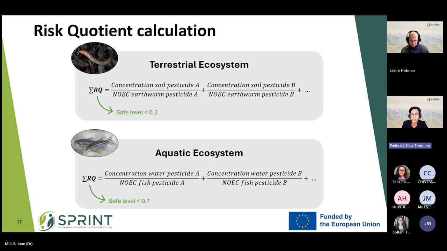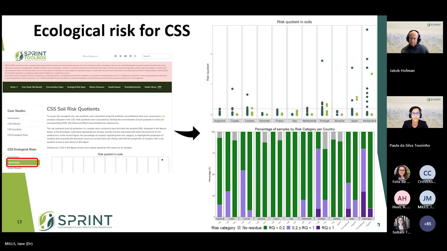And within the European legislation, the concentration of these pesticides in the soil should be 5 times lower than the NOEC values for earthworms. That's why we used a safety level of 0.2, below 0.2 for the risk quotient here. In the case of the aquatic ecosystem, the concentrations in water should be 10 times lower than the NOEC for fish. So in this case, our risk quotient to have a safe level should be below the value of 0.1. Next one, please.